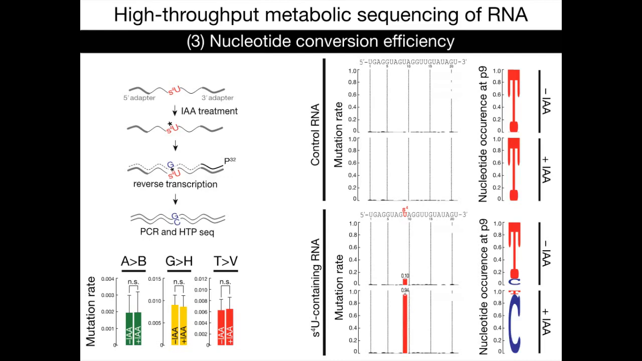4-thioU alkylation increased T2C conversions by 8.5-fold, resulting in a conversion rate of greater than 94%. So together with the chemical modification efficiency that I've shown before, we concluded that iodoacetamide treatment followed by reverse transcription specifically identifies 4-thioU incorporations in RNA at single nucleotide resolution by sequencing at an efficiency of greater than 90%.